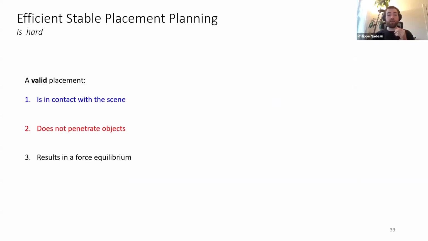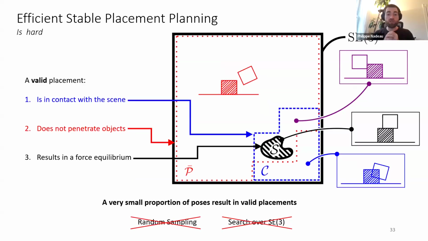In essence, a very small proportion of the poses in the workspace will result in valid placements, making existing methods highly inefficient. So for instance, if you were to randomly select an object position and orientation in the workspace, the odds of selecting a stable pose are very, very small. Likewise, a method based on exhaustive search would be extremely slow.